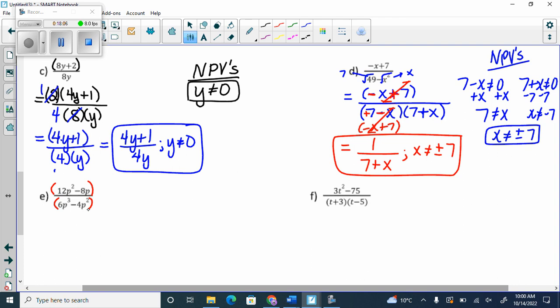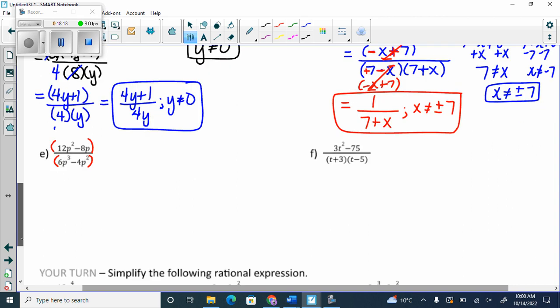So my first step always is, can I take out a GCF or a difference of squares? That's the very first step always. So the first step is GCF or difference of squares.